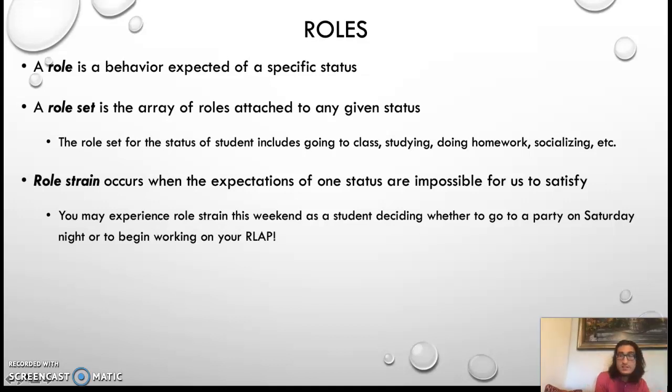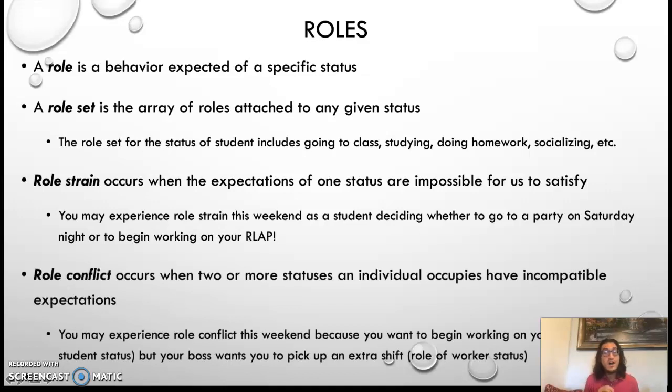You have a party to go to, that's one role that you're expected to fulfill, and you have a project to work on, a second role that you have to fulfill. However, you don't have the time or the resources to complete both of those roles or to properly engage in both of those roles simultaneously. So in that instance, when you're unable to fulfill the multiple expectations of one particular status, you experience role strain. Now, a role conflict refers to something a little bit different.